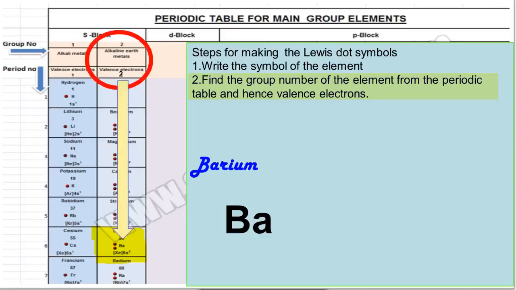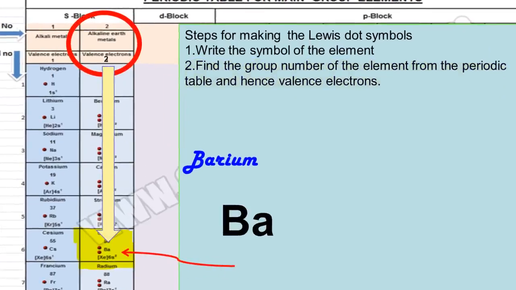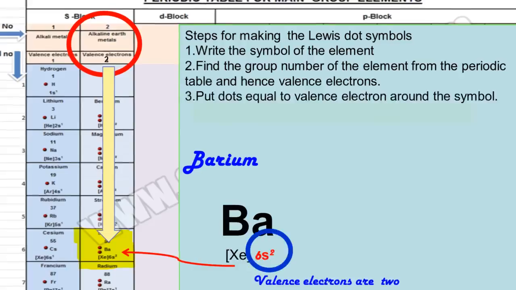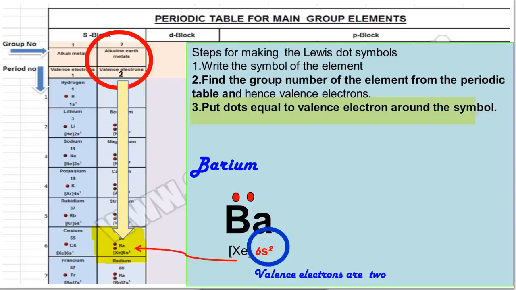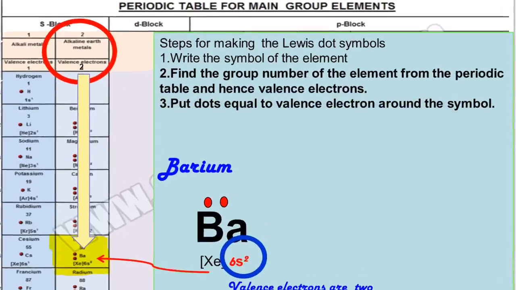Or you can predict its valence electrons with the help of electronic configuration also. You can see that in case of barium, it has 2 electrons in the outermost shell. So its valence electrons are 2. Now we are going to place valence electrons around the symbol of the element as dots. These 2 electrons are present as a pair, so we are going to place them as a pair around the symbol of the element. So this is the correct Lewis dot symbol of barium element in the ground state.